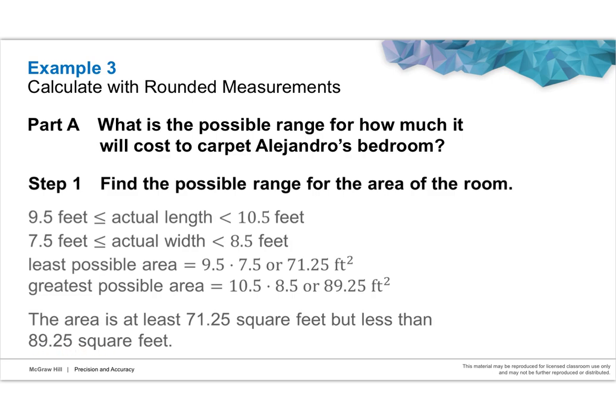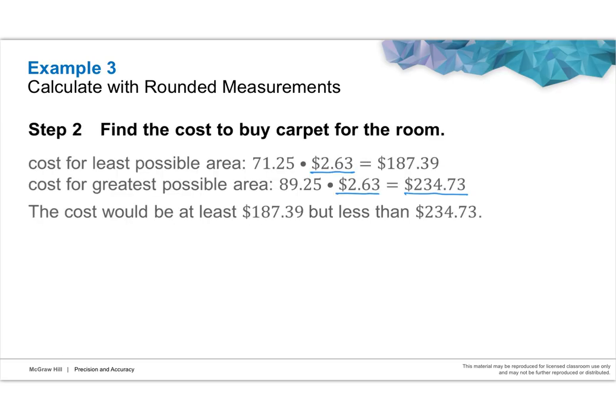Now that we have that range, we want to calculate the cost. So in step 2, we want to take that least possible area of 71.25 and multiply it by the cost per square foot. And you see that we have already in there $187.39. And hopefully you are seeing that we want to round to the nearest penny, of course, since we're talking dollars and cents.